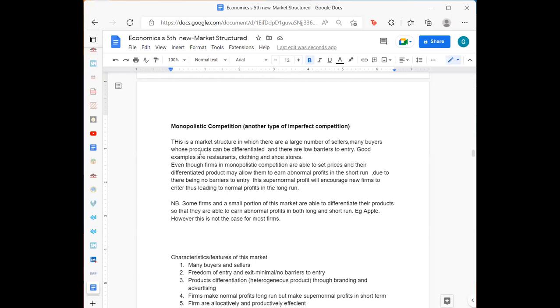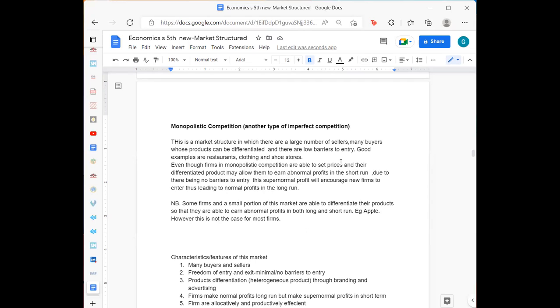So this is a market structure in which there are a large number of sellers and many buyers whose products can be differentiated, and there are low barriers to entry. So there's one way, if they ask you to define it, where you can note down a market structure: large number of sellers, many buyers, a differentiated product, and low barriers to entry.